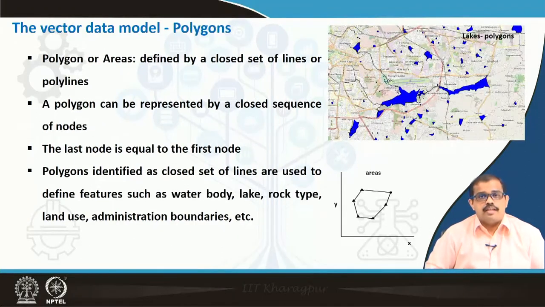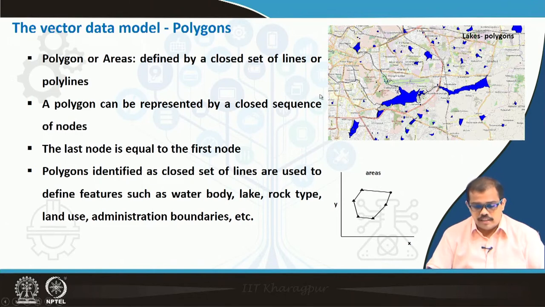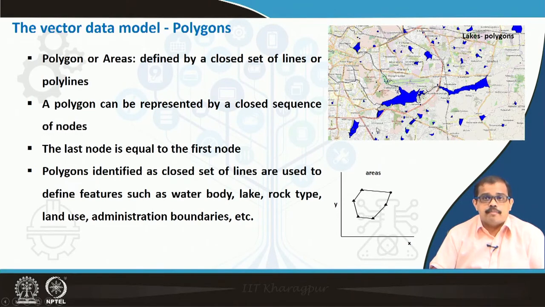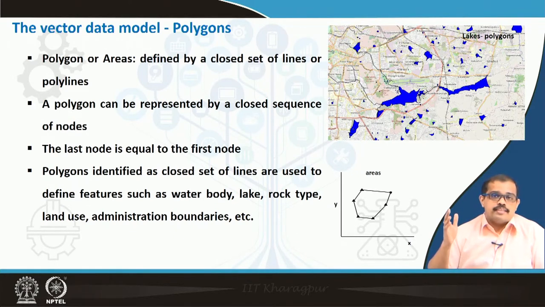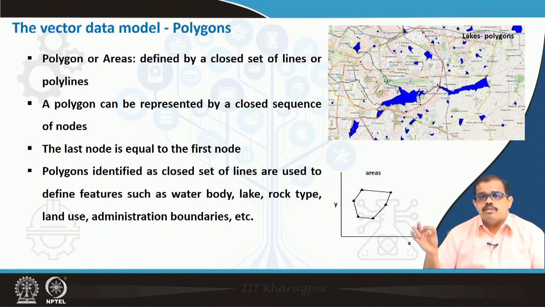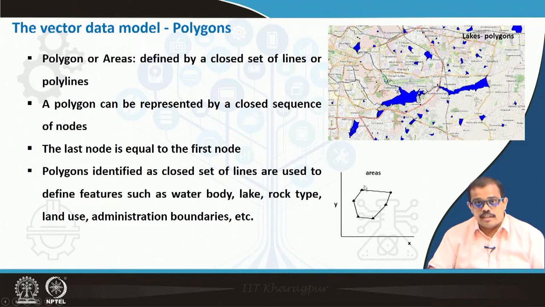And when we look at the third kind of representation, it is nothing but a polygon. If you see this map, this is representing a number of lakes in the city of Bangalore, okay. So, when you see this, the blue color is representing lakes. So, when I say polygon or areas or surfaces, this is defined by a closed set of lines or sometimes called as polylines, okay. So, if you see this image here down, you have this as a line, okay, second line, third line.